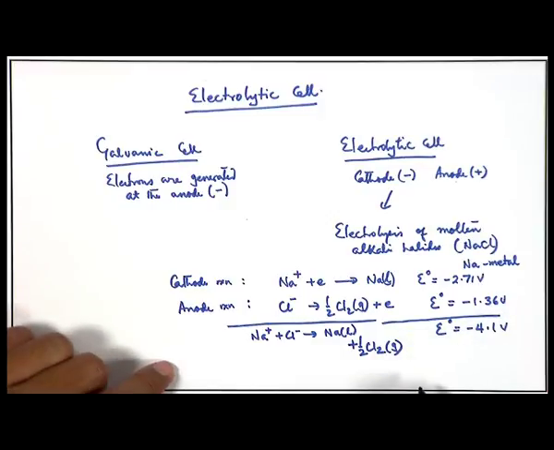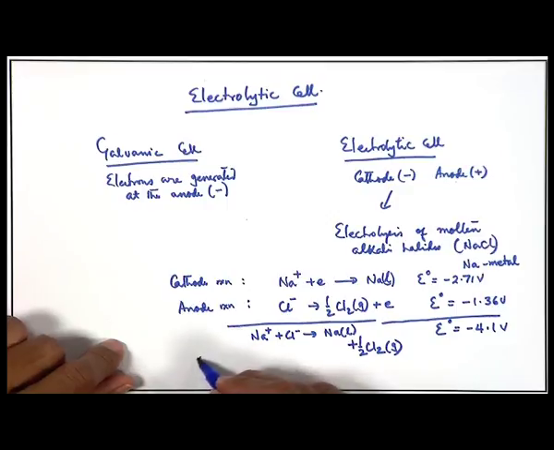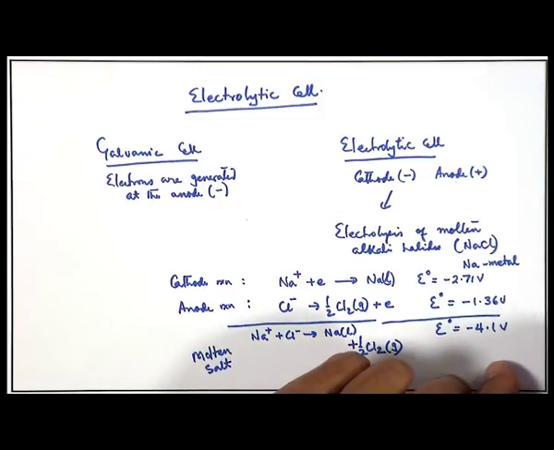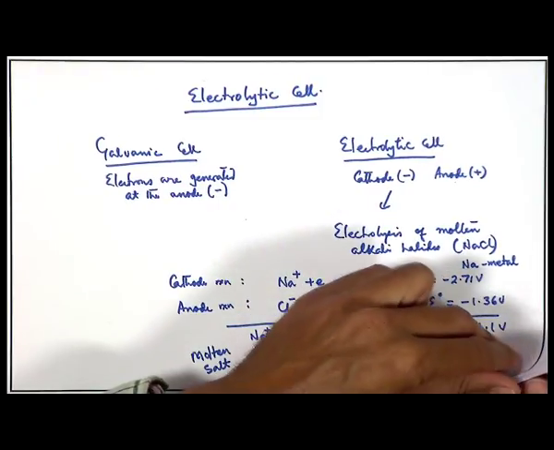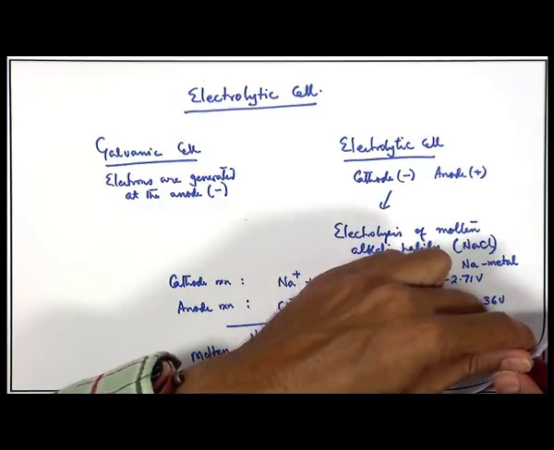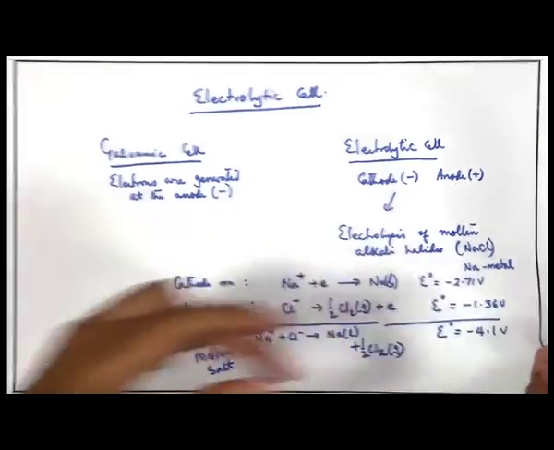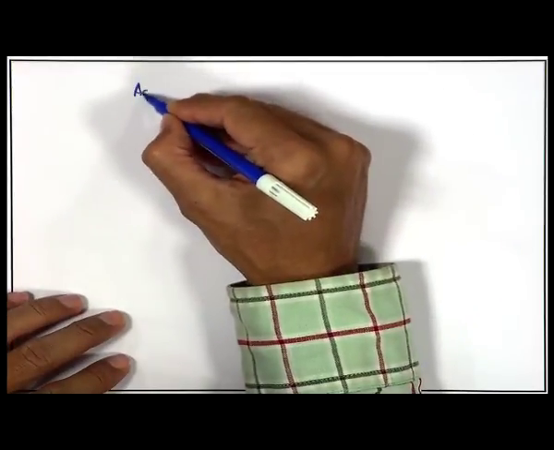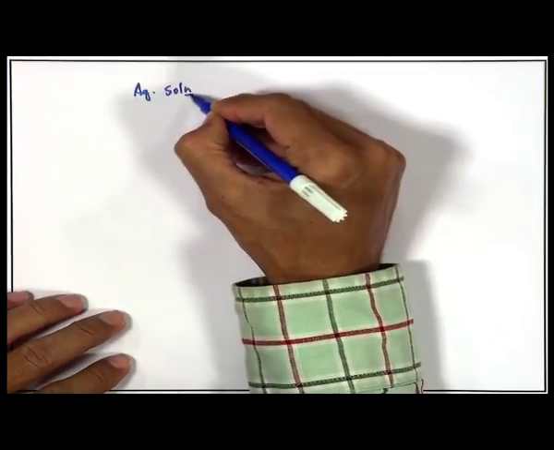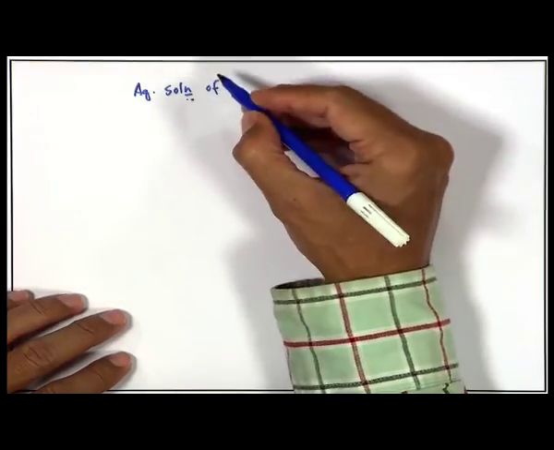Now, remember, this is in molten salt. It is not an aqueous solution. Now think about another example where you use an aqueous solution of some salt, say for example an aqueous solution of nickel chloride.